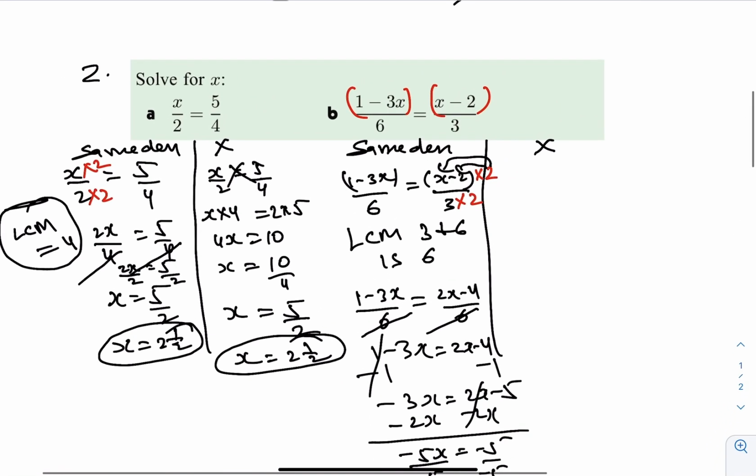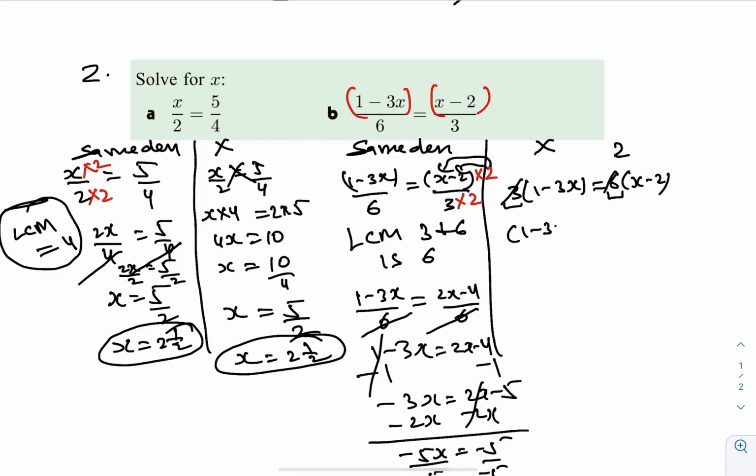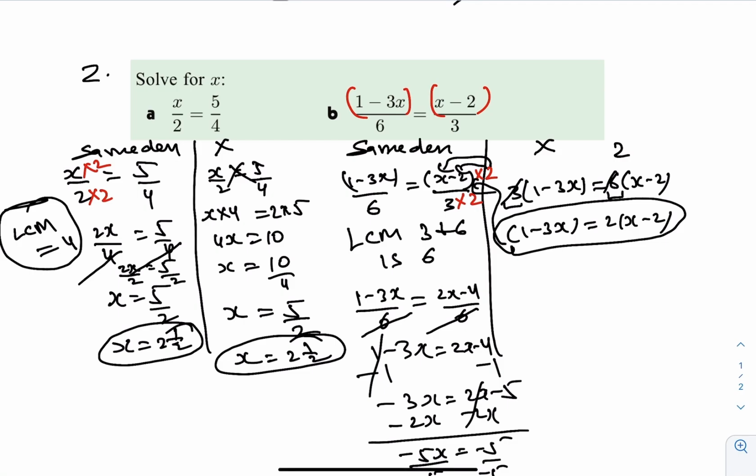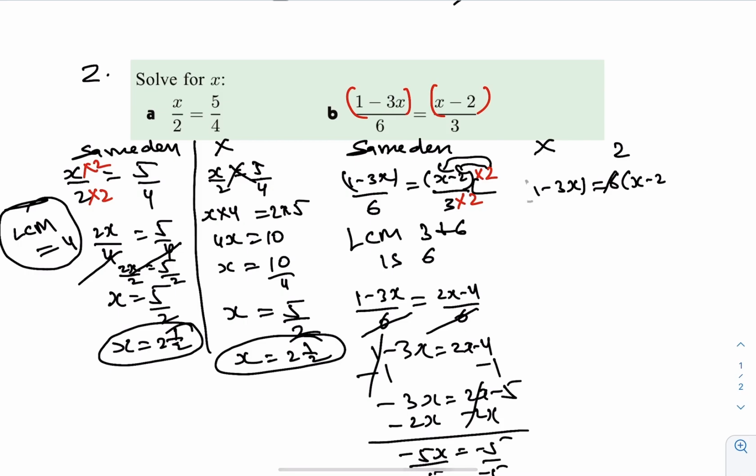Let's check it using cross multiplication also, just to make sure we have not made any mistake. So by cross multiplication, again the bracket is important. So 6x minus 2. Now here I can cancel out this 3 and 6, because this will be 2. So we can do 1 minus 3x is equal to 2 into x minus 2, which will be exactly the same as this one. If you do not understand this, we do not have to cancel out.